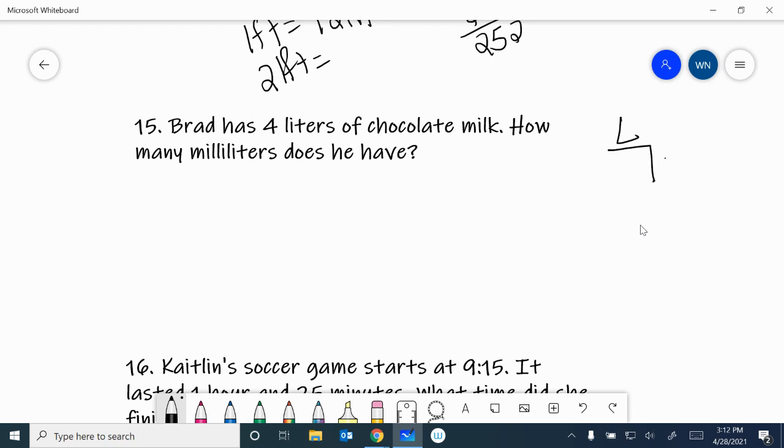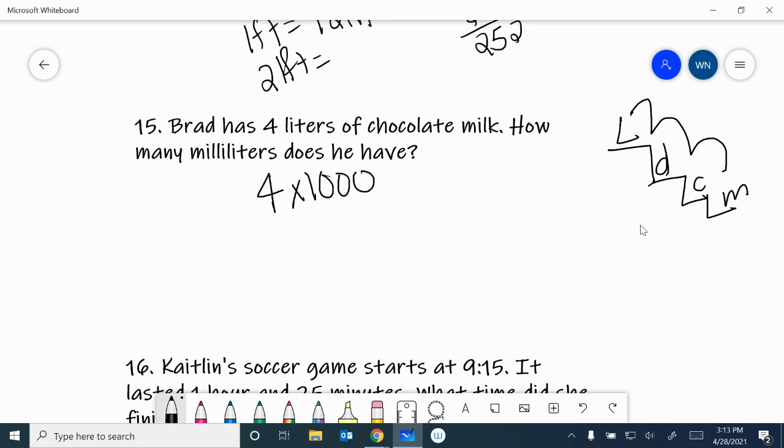You know, I'm going to draw it. DCM. He's got 4 liters. We're going down to milliliters. 1, 2, 3 steps. We're going to multiply. So 4 times 1,000. Remember, it's 1,000 because there's 3 steps. So there's 3 zeros equals 4,000 milliliters of chocolate milk.